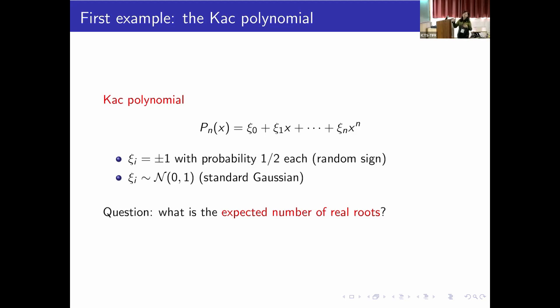Here are two examples that we can keep in mind for this talk. One is when the ci are plus or minus 1 with equal probability, so the ci are Rademacher, meaning we have a polynomial where the coefficients are just random signs. You just throw a random sign and then ask various questions about the number of real roots. The other is when the ci are standard Gaussian. Now the question, for instance, is what is the expected number of real roots of such polynomials?